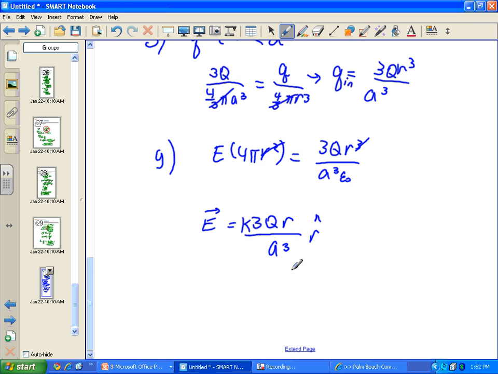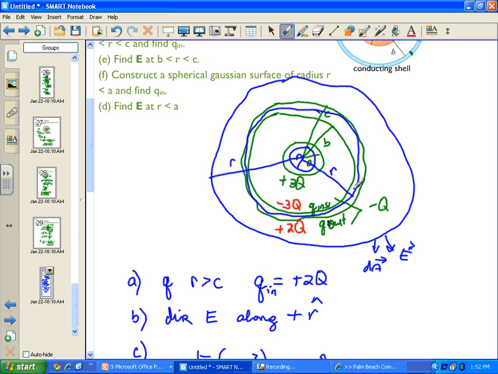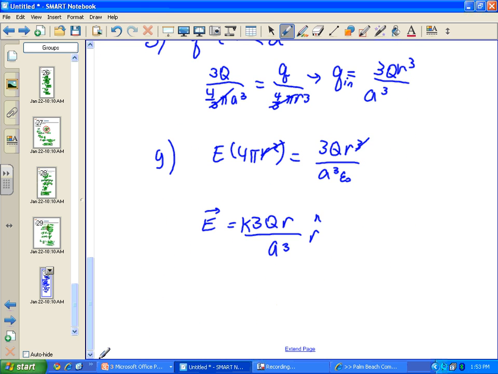How about one thing that we weren't asked: what if we wanted to know the charge contained in a Gaussian surface whose radius is greater than A but less than B? We weren't asked for that. Well, let's do that real quick. Let's make a part G, H. What is Q for r greater than A, but less than B?